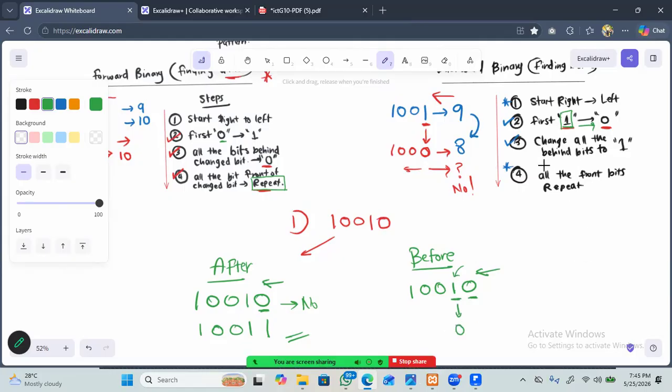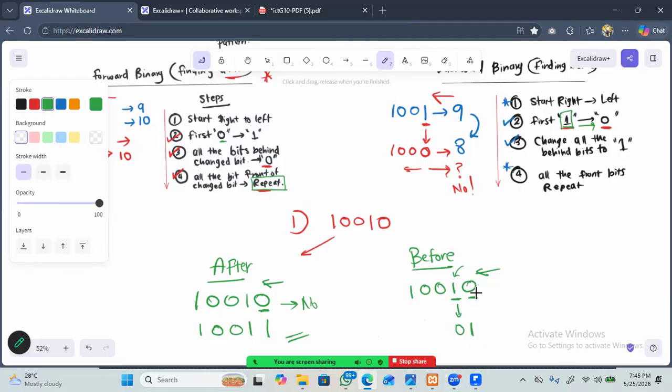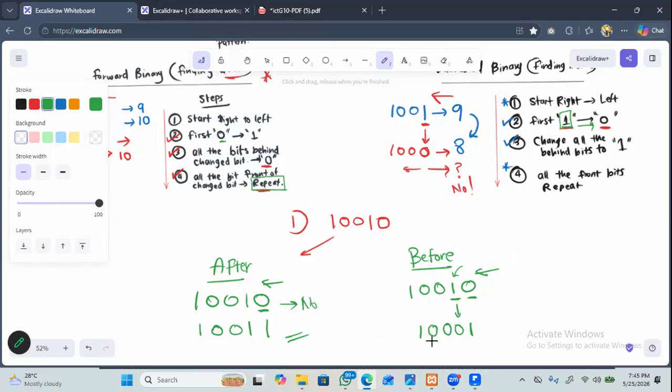Then change all the behind bits to 1. You have a 0 here. Turn that to number 1. No other behind bits, only this. Then what's the fourth step? All the front bits, you have to repeat again. So this is my before number.